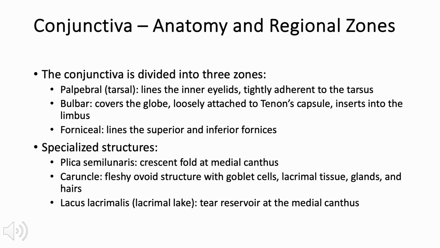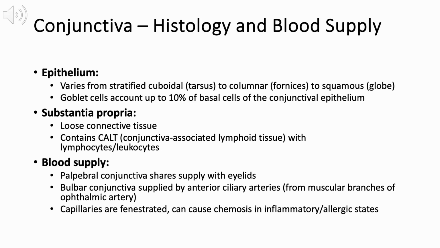Specialized structures include the plica semilunaris, which is a crescent fold at the medial canthus; caruncle, a fleshy ovoid structure in the medial canthus with goblet cells, lacrimal tissue, glands, and hairs; and lacus lacrimalis, which is the tear reservoir at the medial canthus. Conjunctiva, histology, and blood supply.